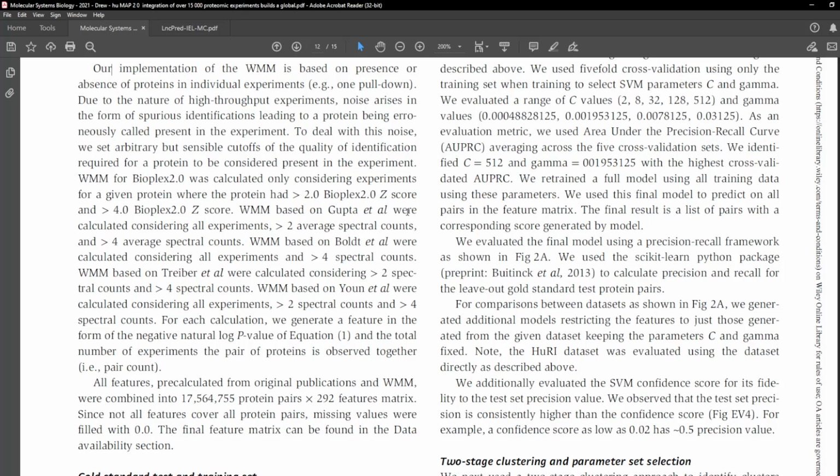For each calculation, we generate a feature in the form of the negative natural log p-value of equation 1, and the total number of experiments the pair of proteins is observed together, i.e., pair count. All features, pre-calculated from original publications and WMM, were combined into a 17,564,755 protein pairs by 292 features matrix. Since not all features cover all protein pairs, missing values were filled with 0.0. The final feature matrix can be found in the data availability section.